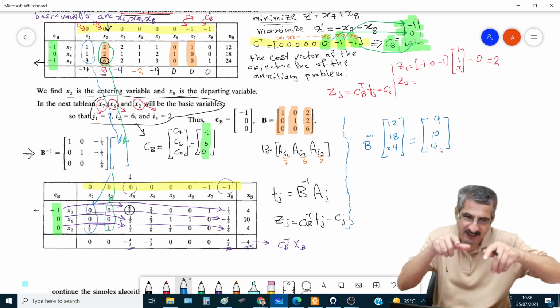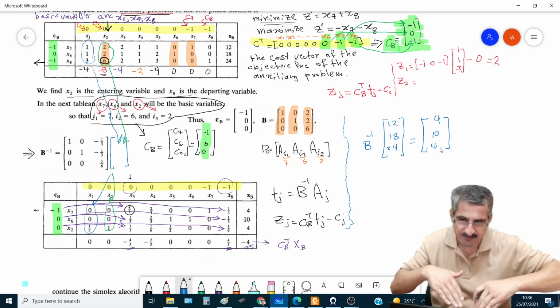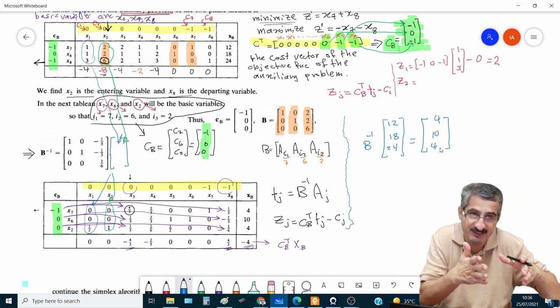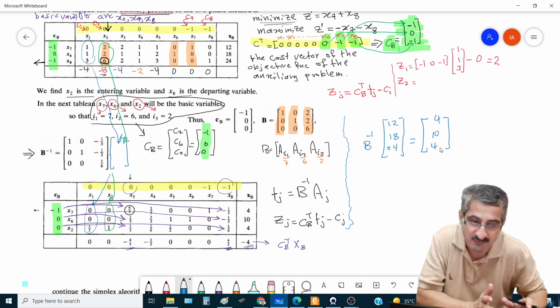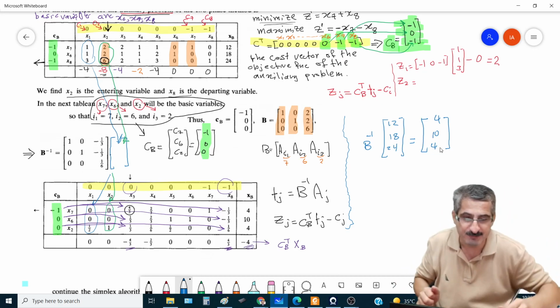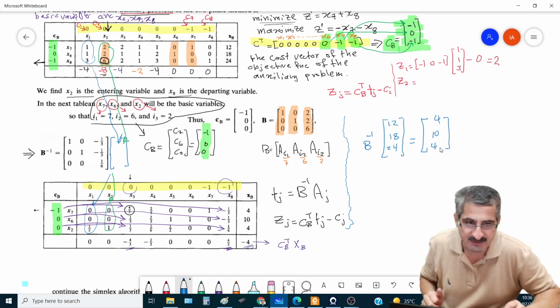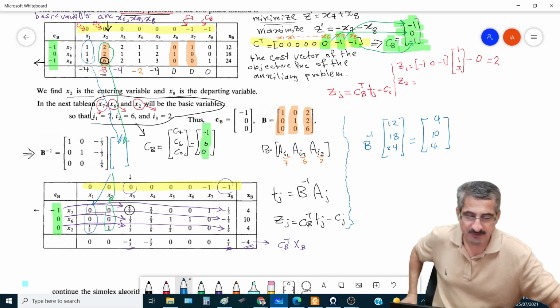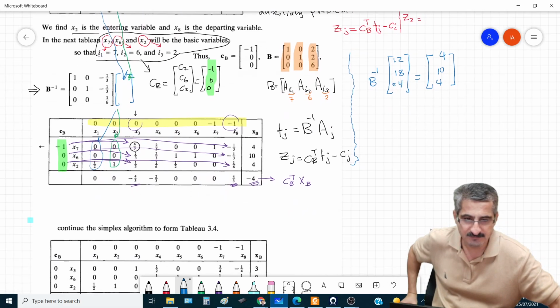To obtain a column in the table below, we multiply the corresponding column above by B inverse. And the same thing applies for the very last column. Just multiply it by B inverse, and make sure we got things correctly. Yes? Okay, good. Do you remember that now?